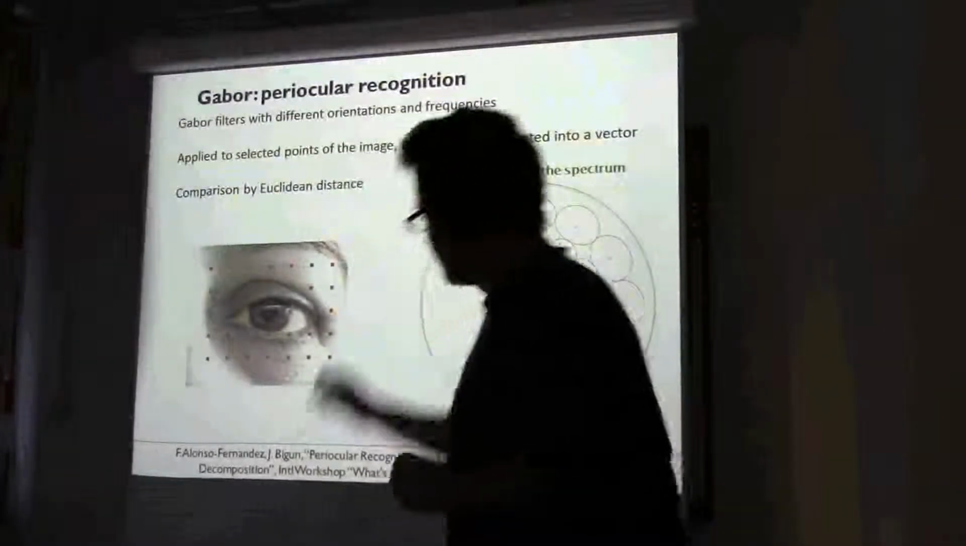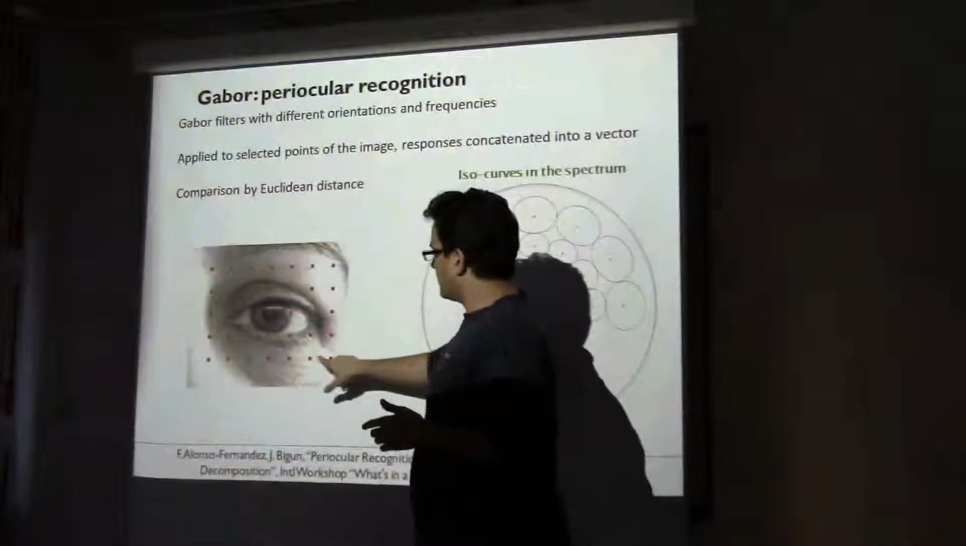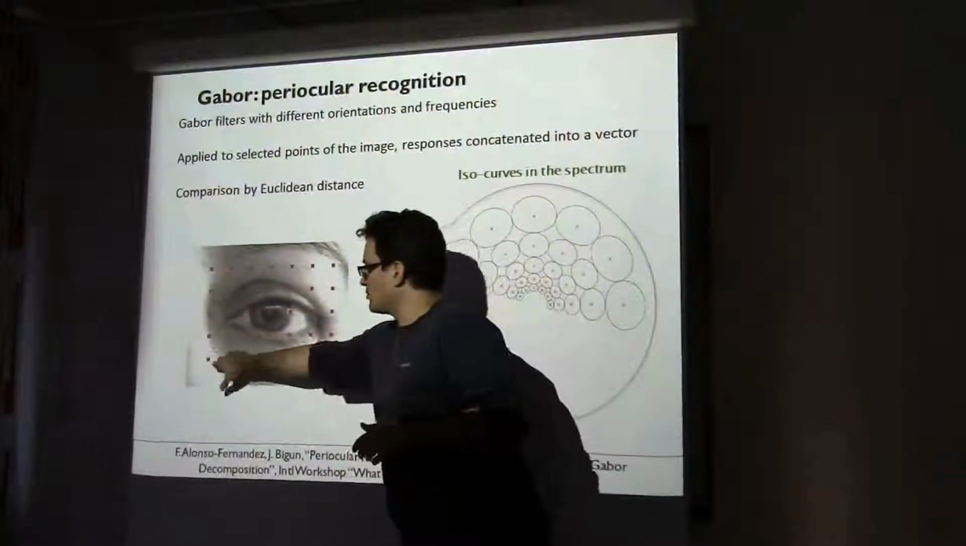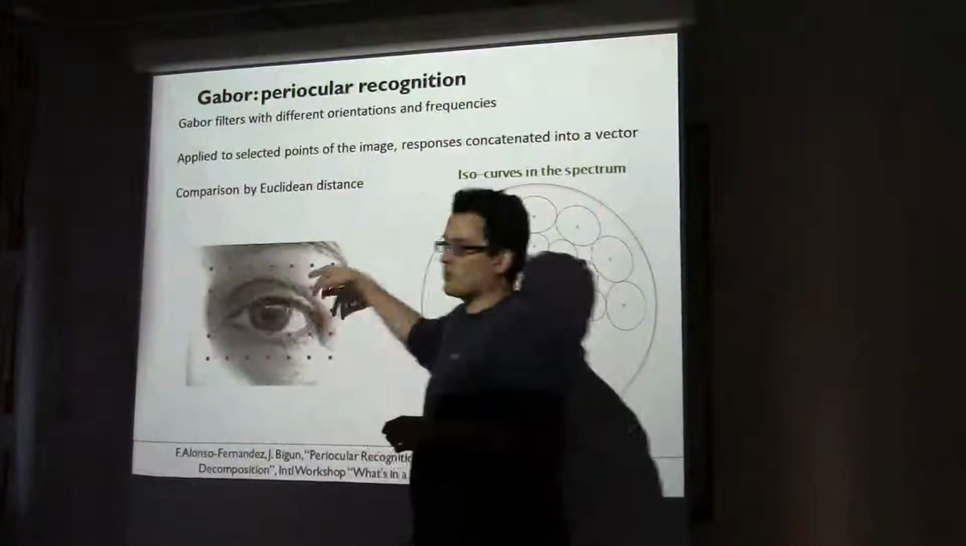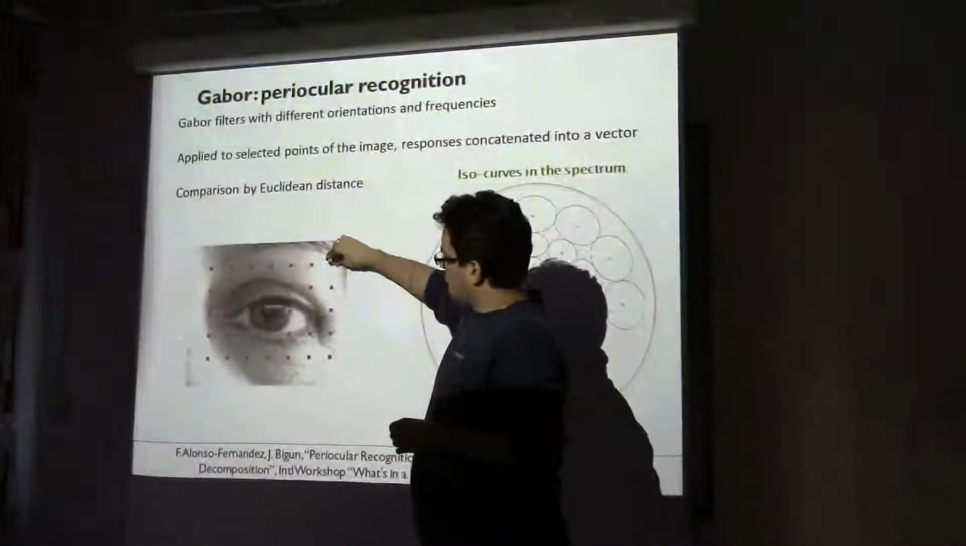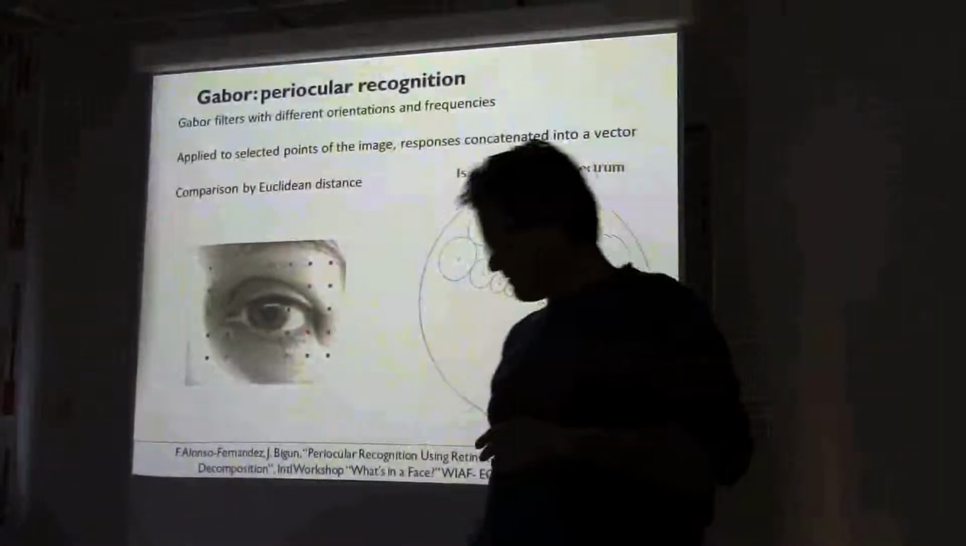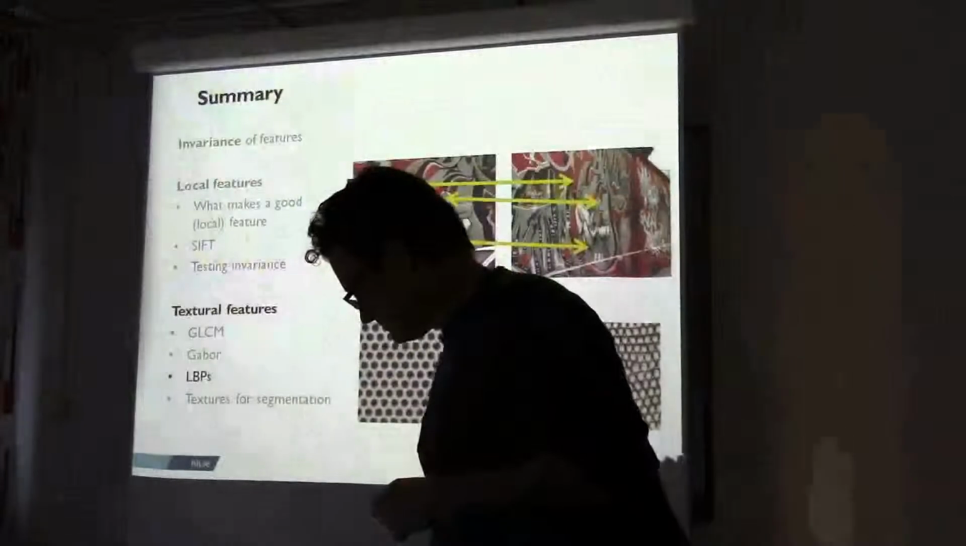We are extracting a vector at different points, but these points are not selected by any particular feature around. They are just placed constantly. So we are analyzing the texture around these points. This is the idea of textural features.